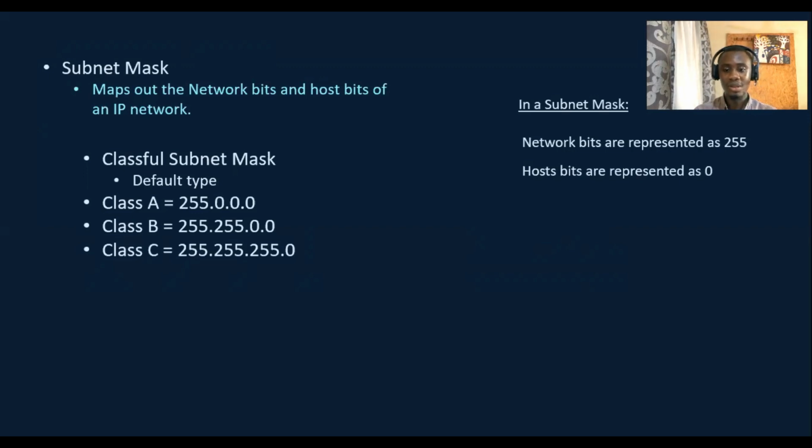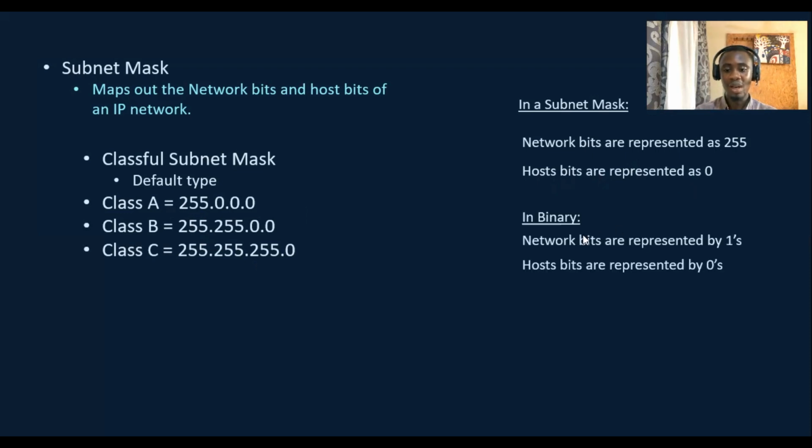The other thing we should know is that in a subnet mask, the network bits are represented as 255, and the host bits are represented as 0. So the 255s in these 3 subnet masks represent the network bits of an IP address or a network. And the host bits, those are the PCs, the routers, or anything that will be assigned an IP address, are represented as 0. The other thing we should know is that in binary, that is if you convert to base 2, network bits are represented as 1s and host bits are represented as zeros.